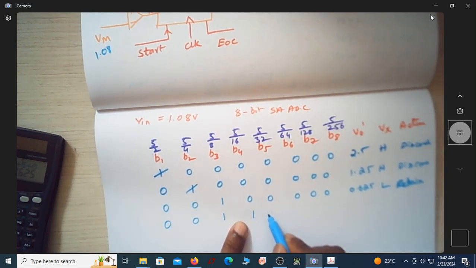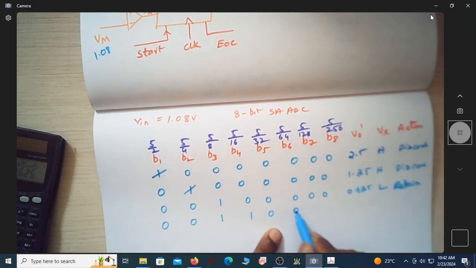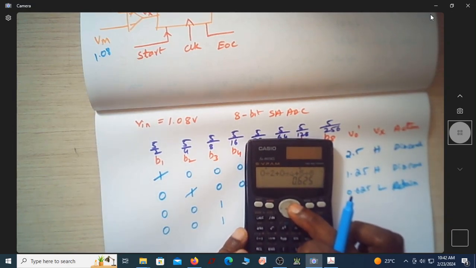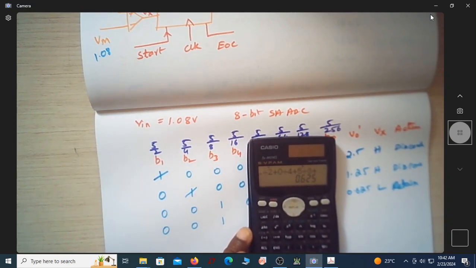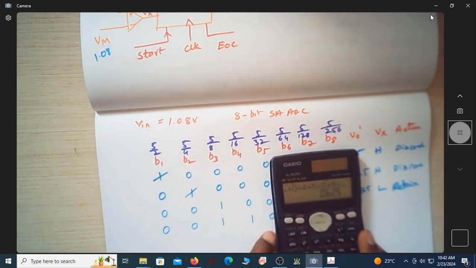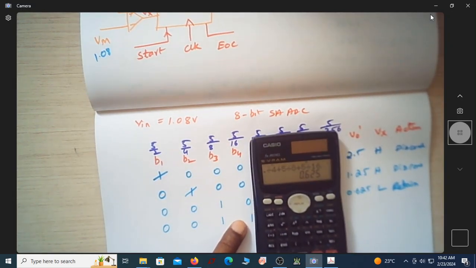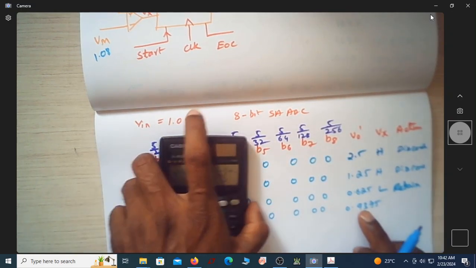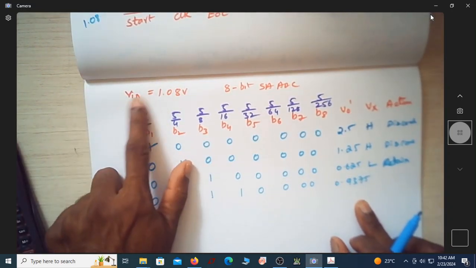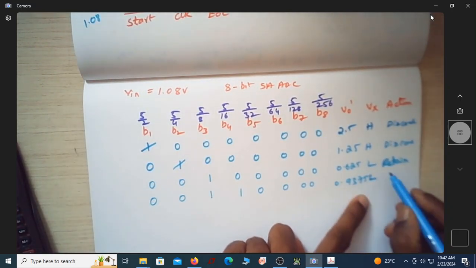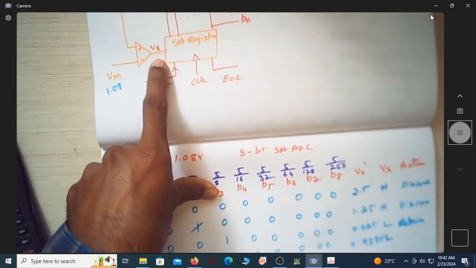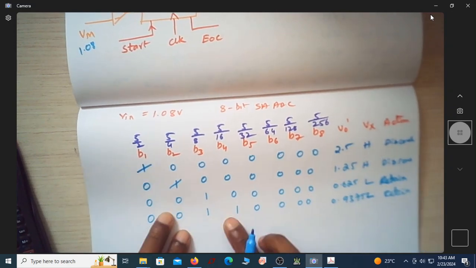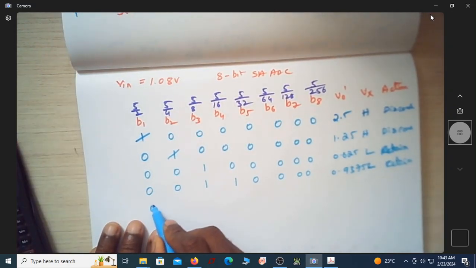I'm making this also 1 in my next MSB bit. So now this was retained as 1. Now I will add plus 5 by 16. What is the value? Now it is 0.9375. Since this 0.9375 is less than 1.08, the output of Vx is low now. You retain the bit which was made high, then you make the next increment.